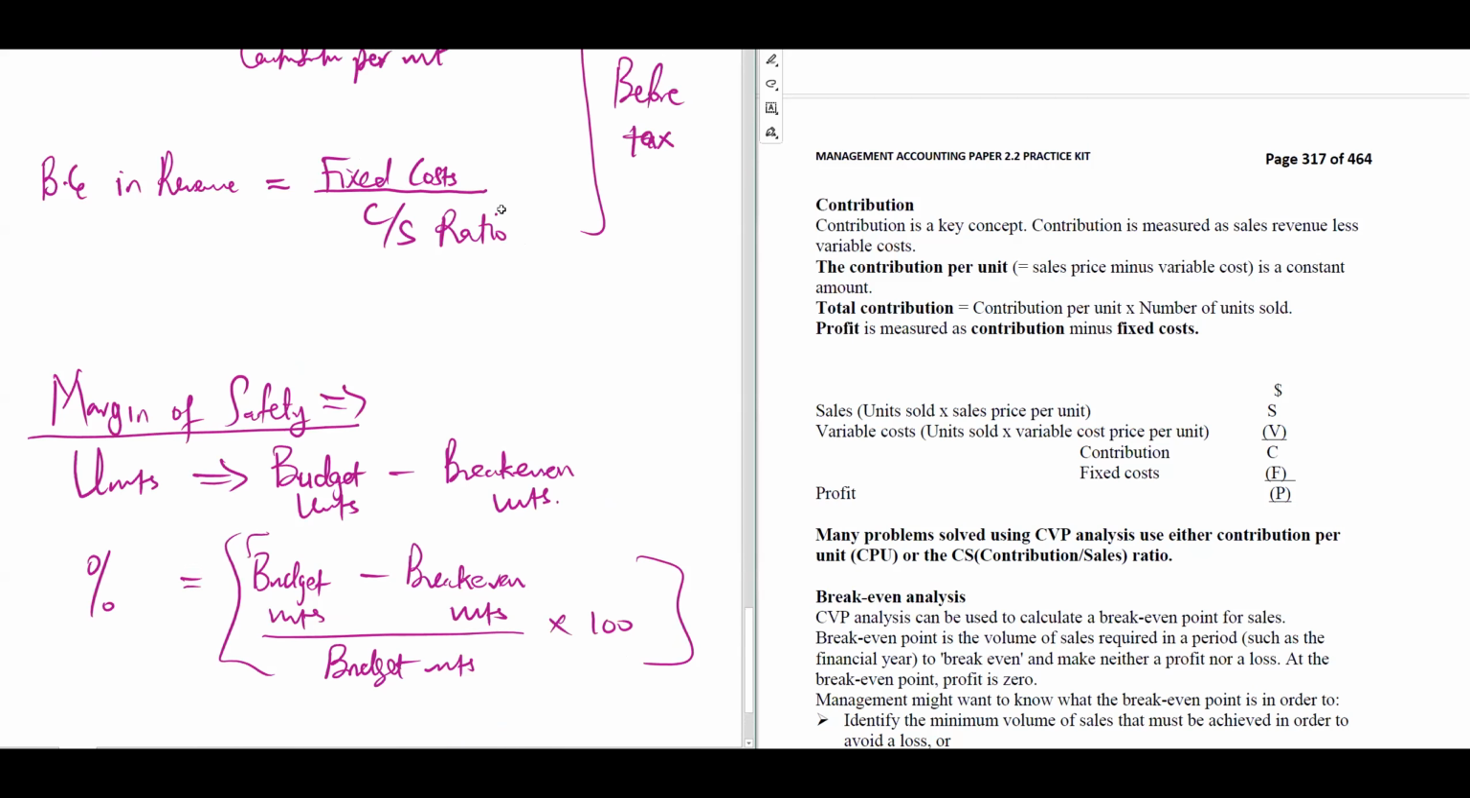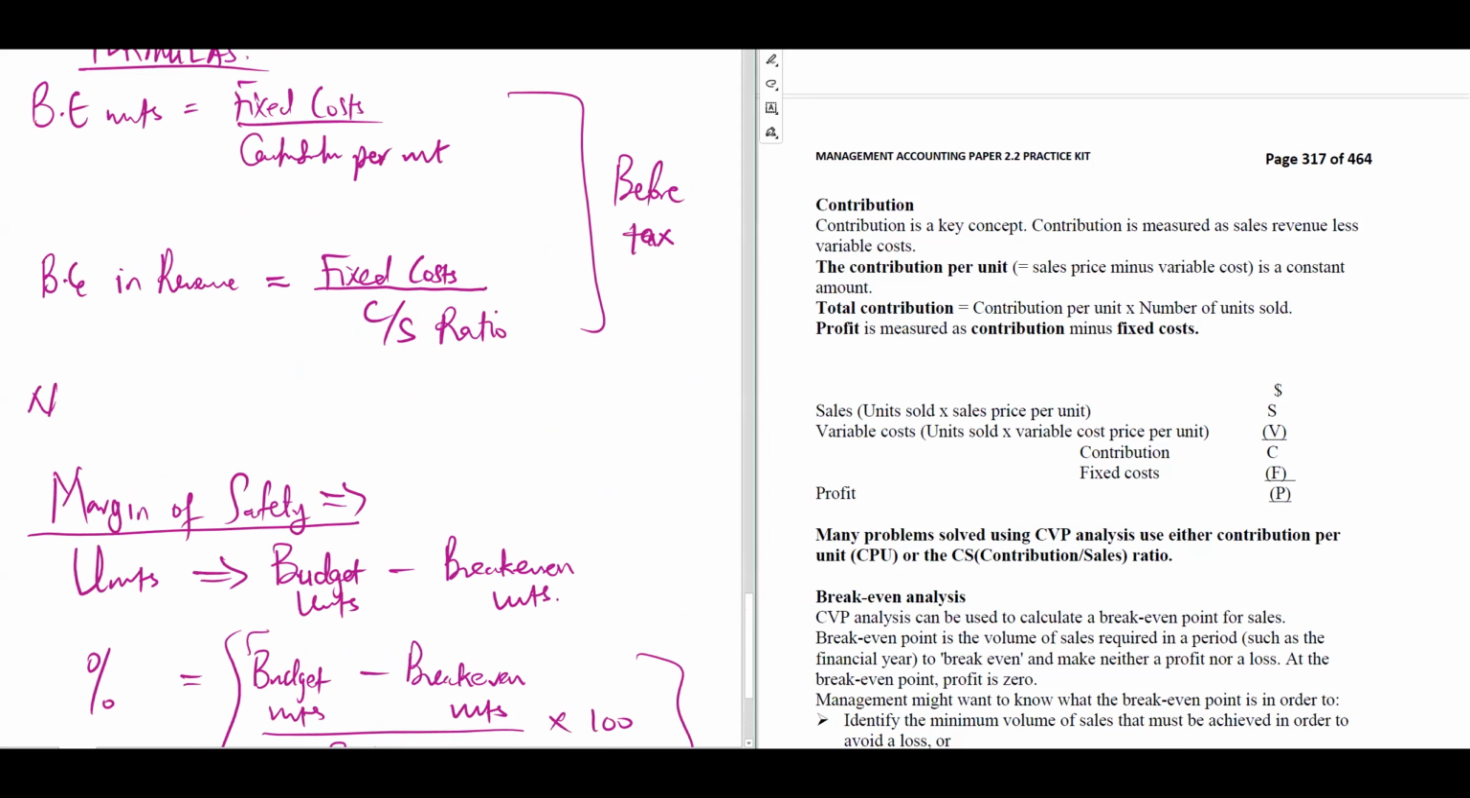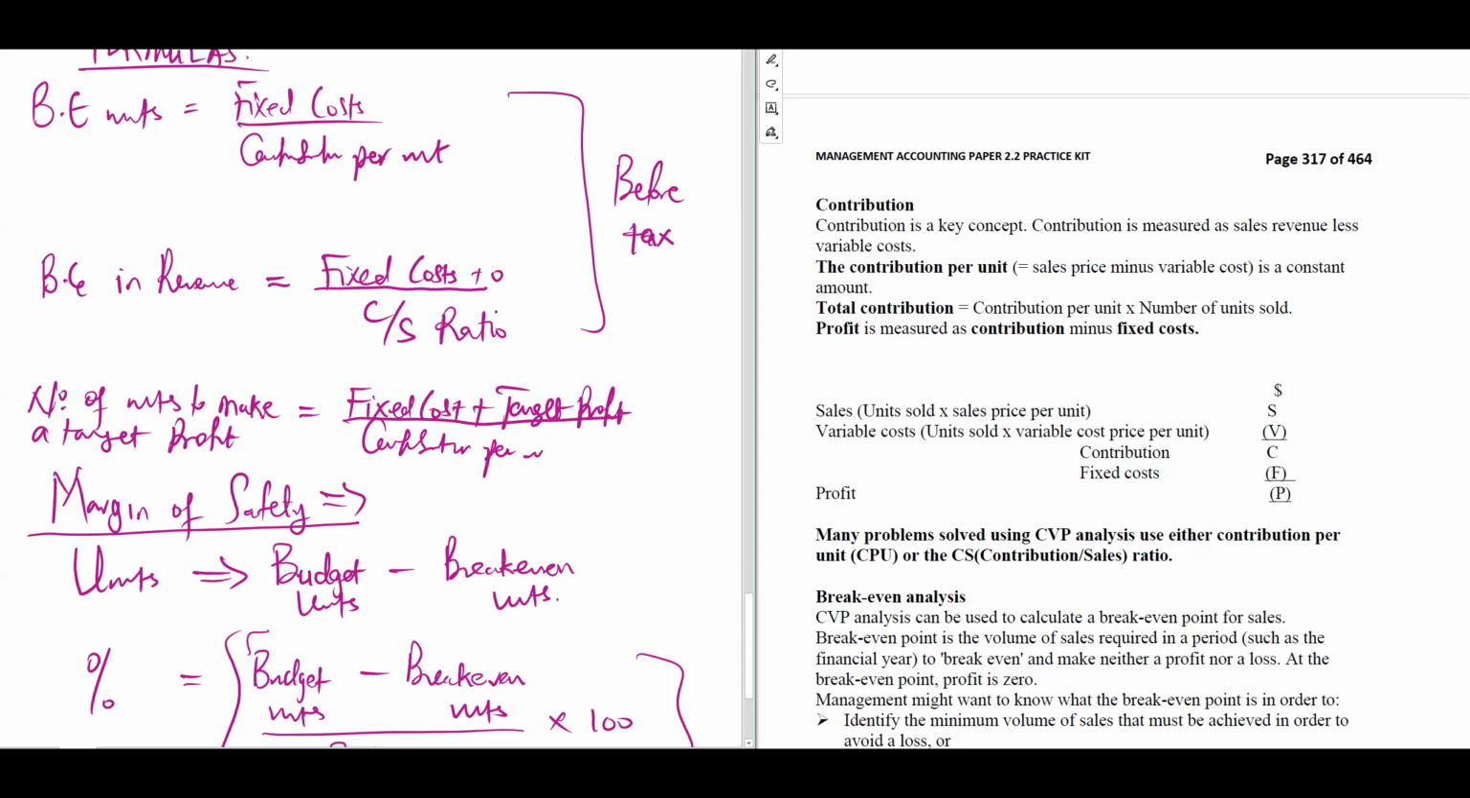So if they ask you the number of units you must produce and sell to make a target profit, all you have to do is take what? Here it is actually fixed cost plus zero profit because we want to break even. But in actual sense, always take your fixed cost plus the target profit you want to make, and then divide by the contribution per unit, right?